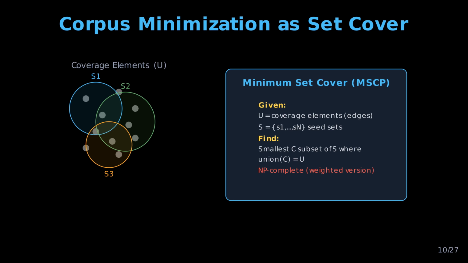This is a classic NP-complete problem, which means that finding the true optimal solution is computationally expensive, so all existing tools, including AFL-cmin and MinSet, use greedy heuristic algorithms to improve their chances. They get close to optimal, but they cannot guarantee it, essentially.